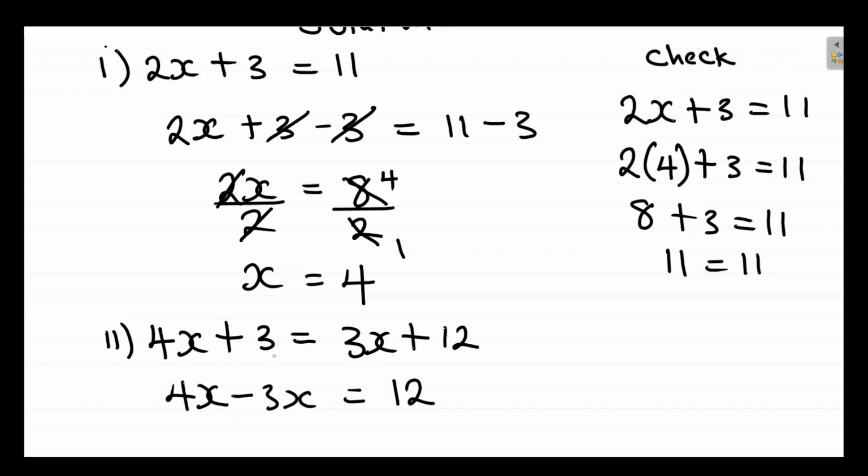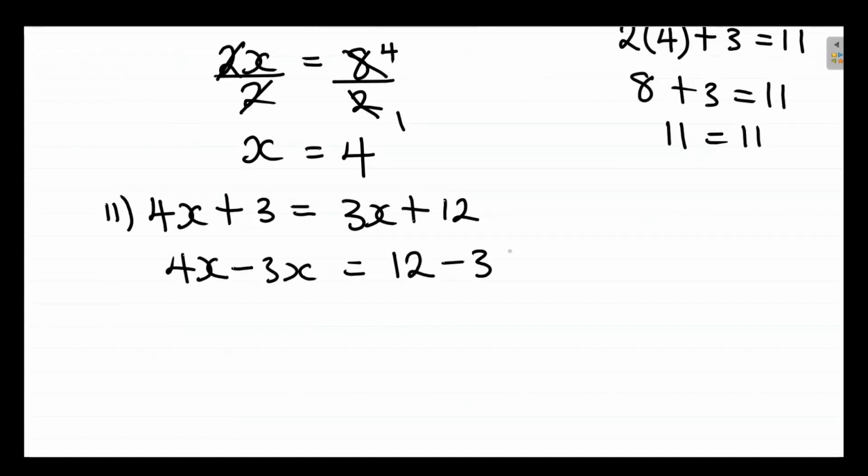When plus 3 crosses the equality sign, it becomes negative 3. So we have minus 3. So 4x minus 3x is equal to x, equal to 12 minus 3, which is equal to 9. So therefore, the value of x is equal to 9.